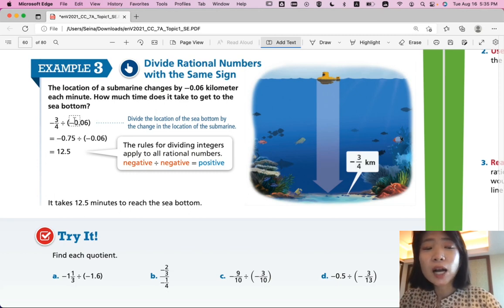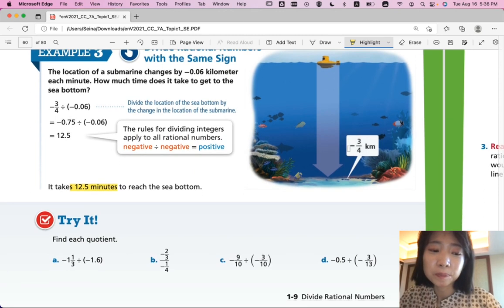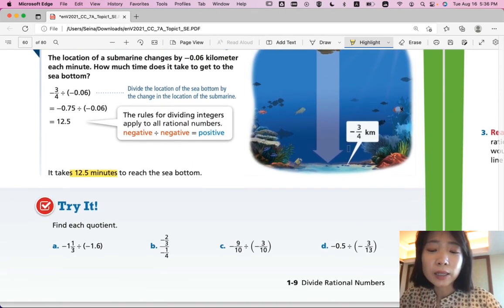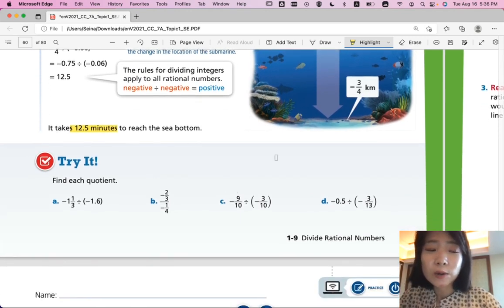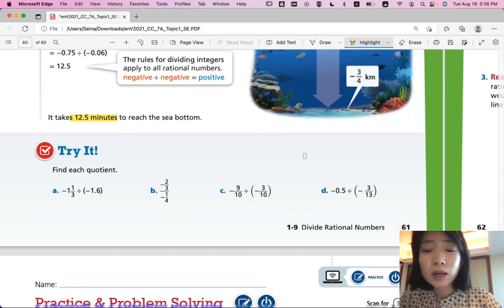You can change the fraction into a decimal or the decimal into a fraction. In this case, we change the fraction to a decimal. Negative 0.75 divided by negative 0.06 is equal to 12.5. So it takes 12.5 minutes to reach the sea bottom. So in these word problems, it is crucial for you to know what number to divide by what number and write the equation statement by yourself. Otherwise, let's practice finding the quotient. These are the last triad questions. Please work on it and come back when you're ready for answers.